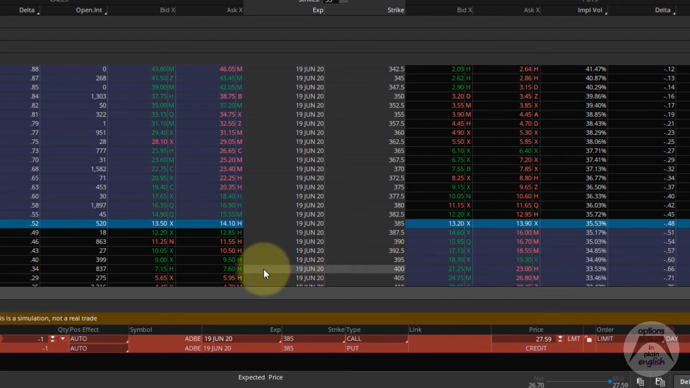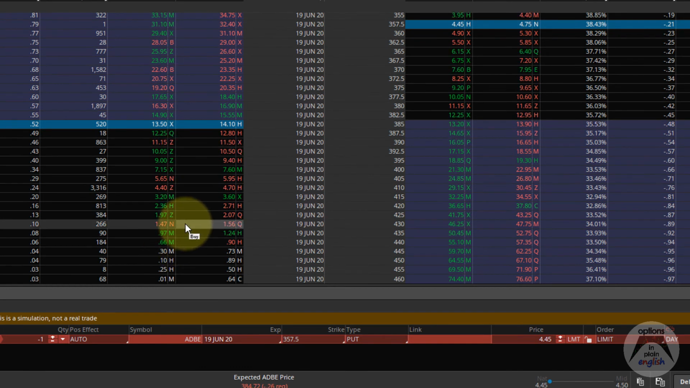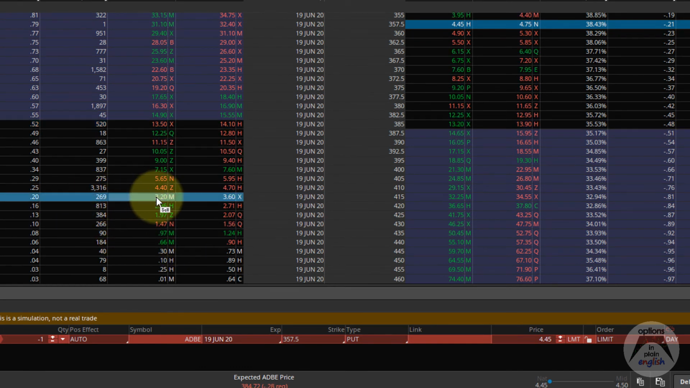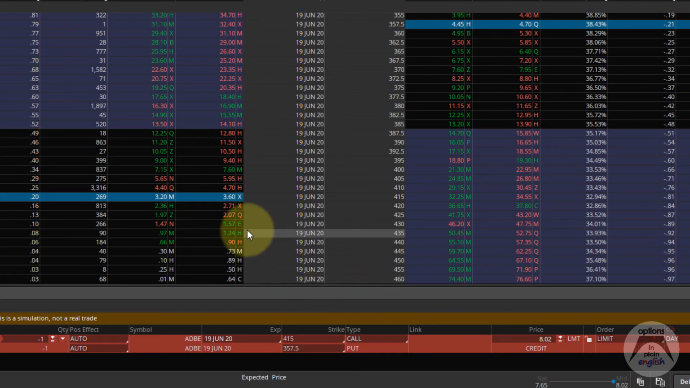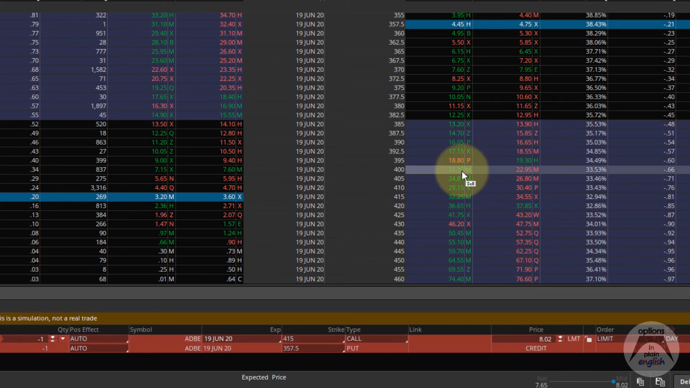Okay, so now let's see if I'm correct. I'm going to pick the closest to the 20 delta put. It's this one, and the closest to the 20 delta call is going to be this one, 415. So I'm selling the 20 delta strangle, and it's $8.02. So it's very close to the number that we calculated in our heads.